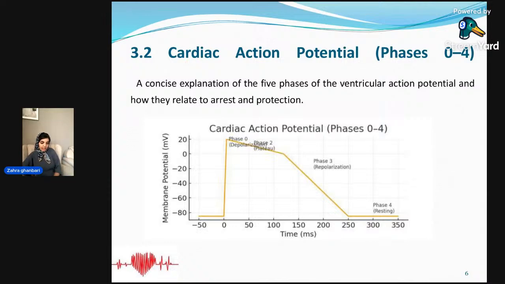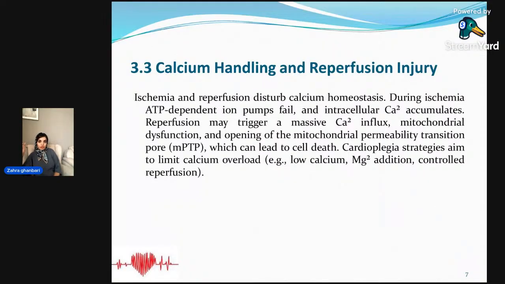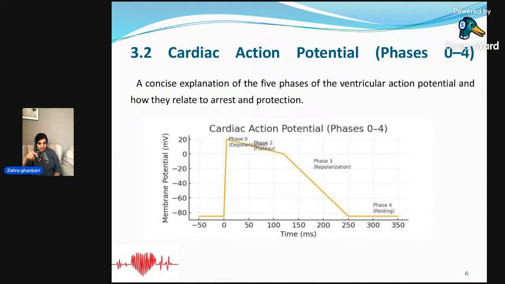In phase 0, depolarization, rapid sodium influx leads the cell to become positive and triggers contraction. Phase 1 is initial repolarization, with a small potassium efflux, and the sodium channels close.